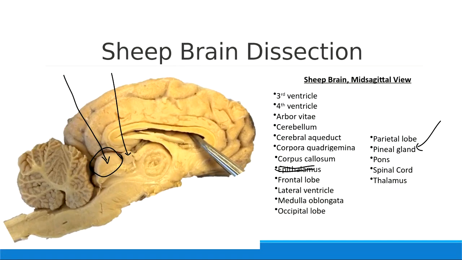Yeah, those big bumps right there, that's the corpora quadrigemina. Remember, we talked about these yesterday, where I find visual and auditory reflexes. They're not nearly this big in humans, but remember we said that all sheep have to do is stay alive. So they just need really good auditory and visual reflexes. So a really big bump here being corpora quadrigemina. A smaller bump up above it is the pineal gland, and that's the only epithalamus structure we need to know.